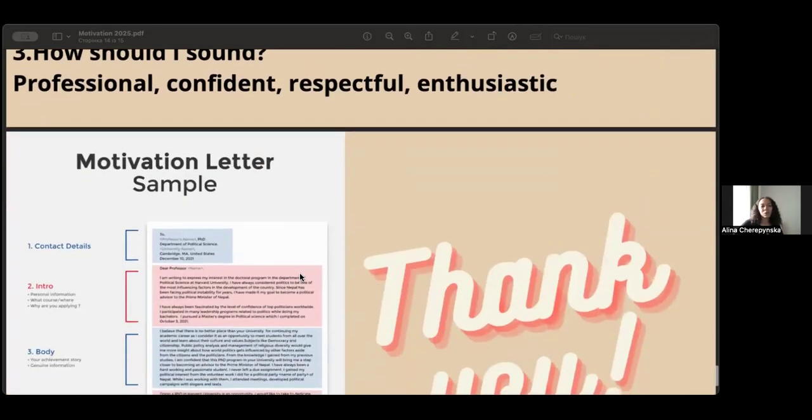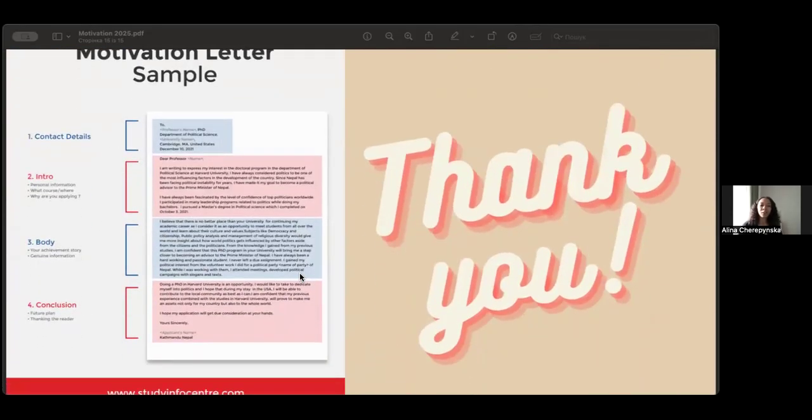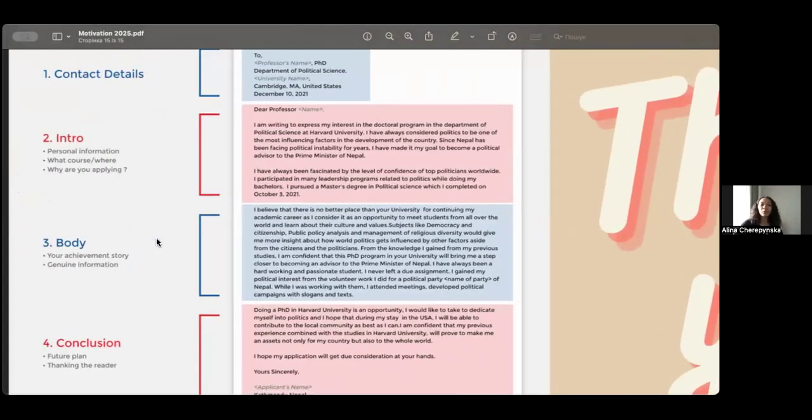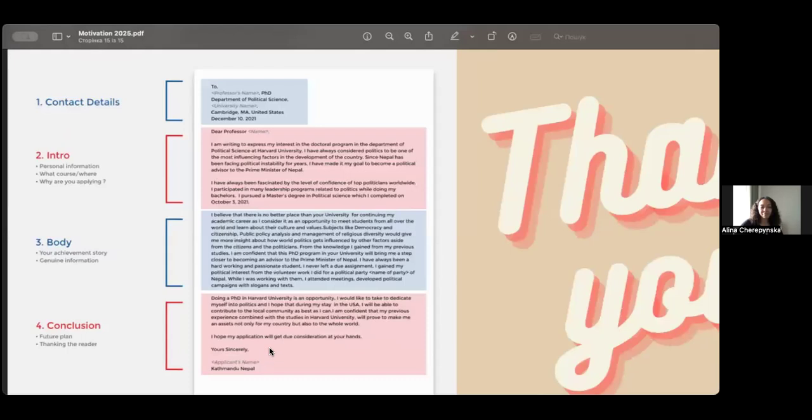So let's take a look. What do we have as an example of a motivation letter finally? I will try to zoom in. Well, before zooming, you can see the size: one page, as we discussed. So you can see the size of the paragraphs. You can see that the body part is the most important part of your writing.